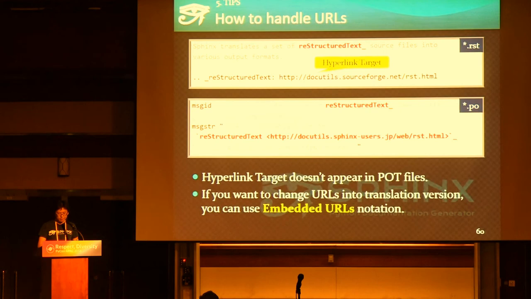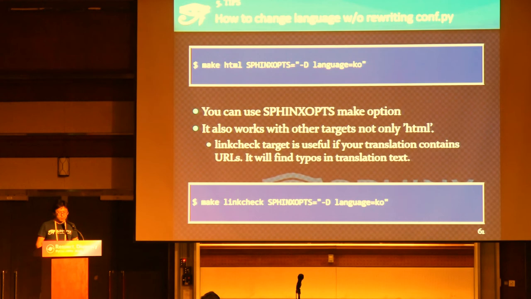The second tip is how to change language without rewriting conf.py. Because you are not an owner of the documentation, you can't change the conf.py in the document. In such a case, you can use the Sphinx opt make option, like this. It also works with other targets, not only make html. Like make linkcheck with the Sphinx opt option works well. The make linkcheck target is useful if your translation contains URLs. It will find typos in the translation text.